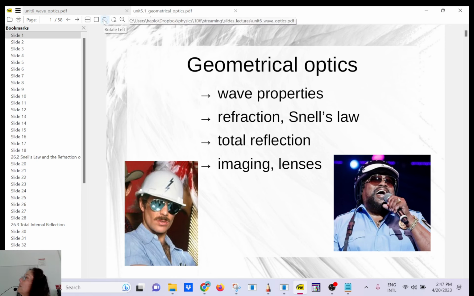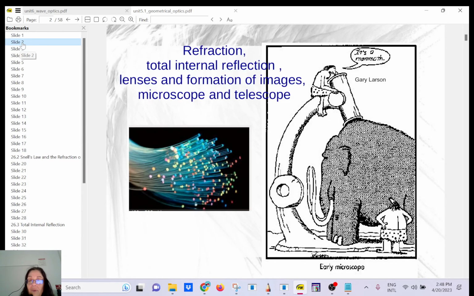Okay, geometrical optics. So as you might have guessed, my watch stopped in the 80s. That's why I have those pictures. One of my favorite songs. So I have demos, but I forgot the demos.